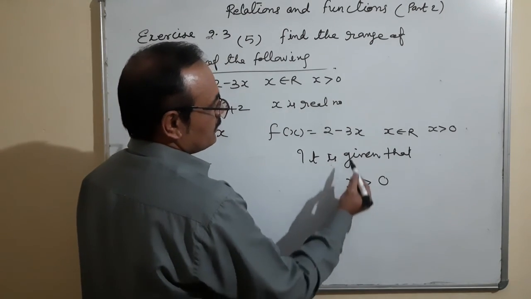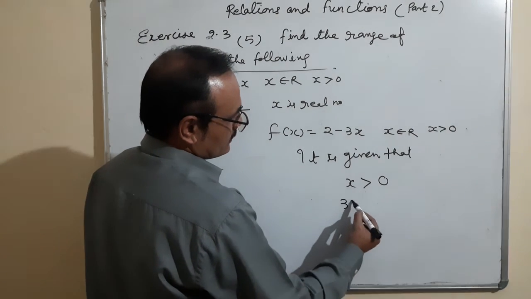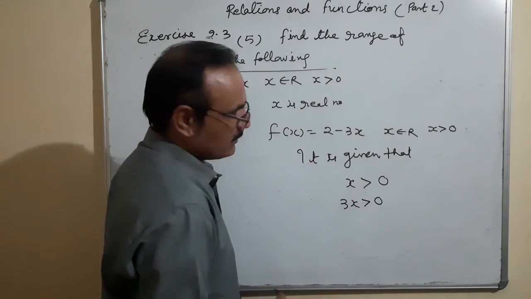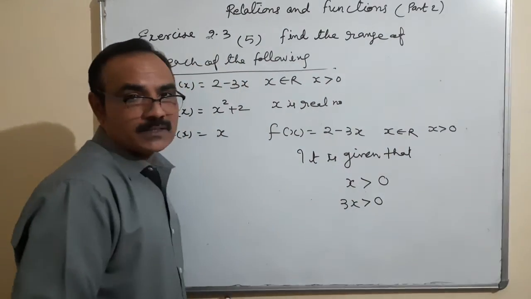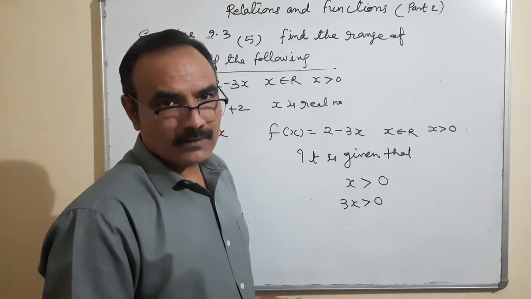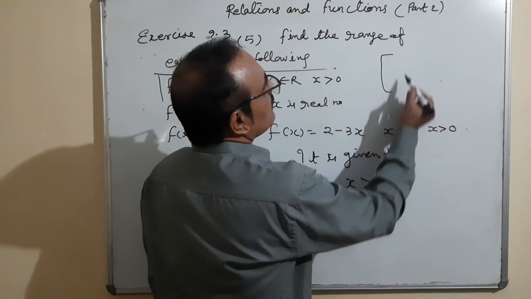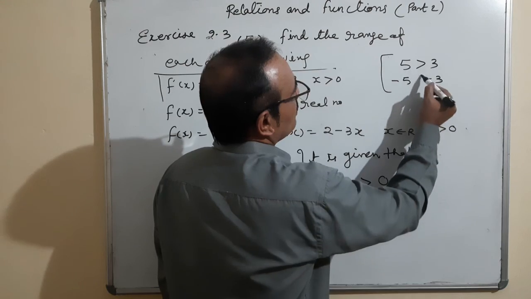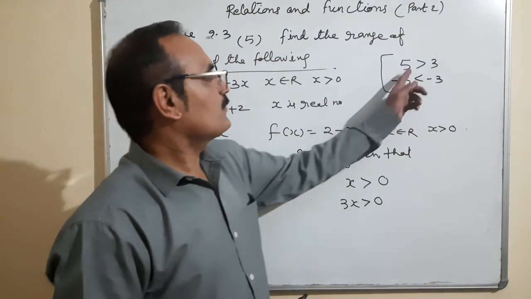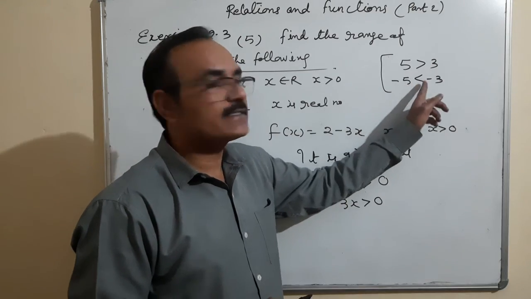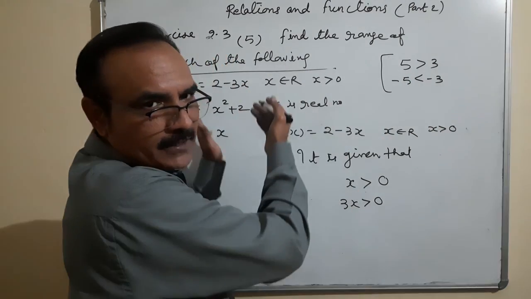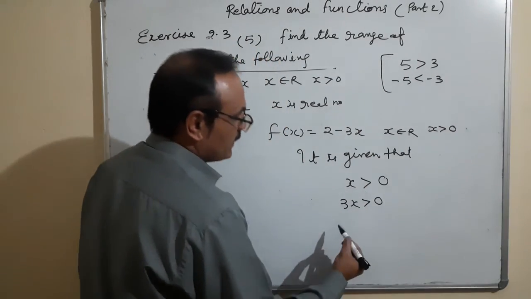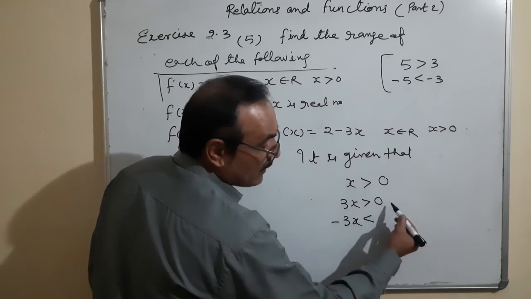X is greater than 0. I can multiply by 3 on both sides, so 3x is greater than 0. 0 multiplied by 3, there is no problem. But with 3x, there is a minus sign. So if I multiply by a minus sign, what happens? Inequalities will change. Have you understood it or not? Suppose 5 is greater than 3. But if I write minus 5 and minus 3, then this inequality will change. Here 5 is greater than 3, but minus 5 is less than minus 3, because minus 5 is on the left of minus 3 on the number line. So when you multiply by a minus sign, minus 3x is less than minus 0.